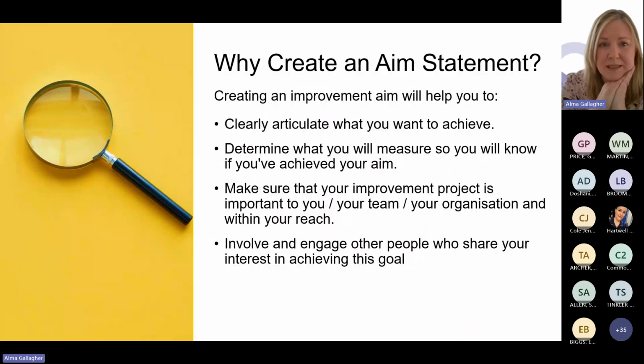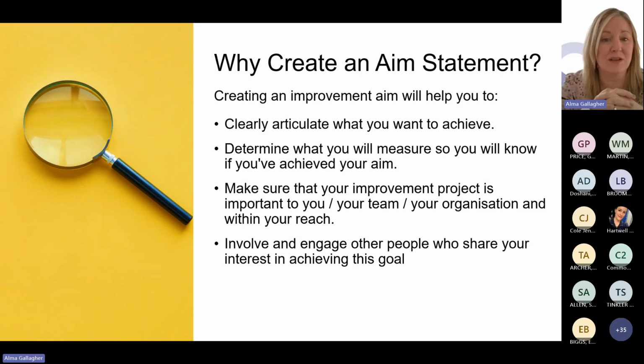Why create an aim statement? Because it will help you to clearly articulate what it is you want to achieve. It will help you to determine what you will measure, so you'll know whether you've achieved your aim or not. And it'll help you to make sure your project is important to you, so it's relevant to you, your team, your organisation, and also whether it's realistic in that it's within your reach.